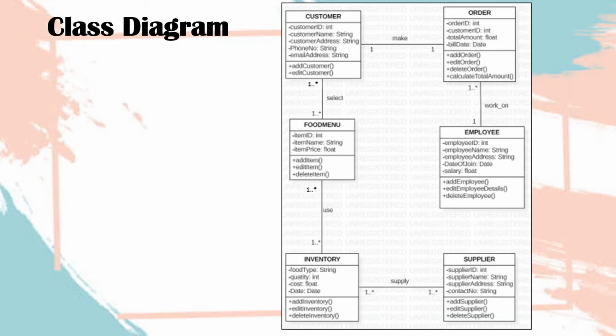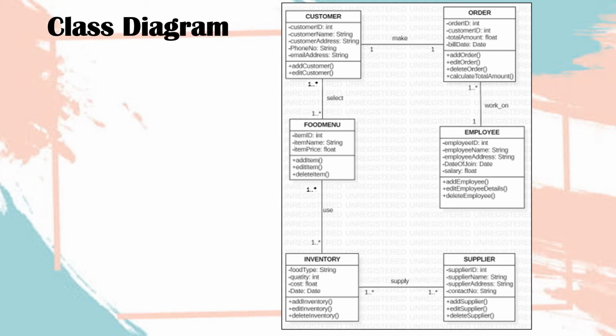This is the class diagram in the catering management system. In the customer table, they have 5 attributes which are customer ID, customer name, customer address, phone number, and email address. The data type for customer ID is integer. However, customer name, customer address, phone number, and email address are string. The operators for customer are add customer and edit customer.